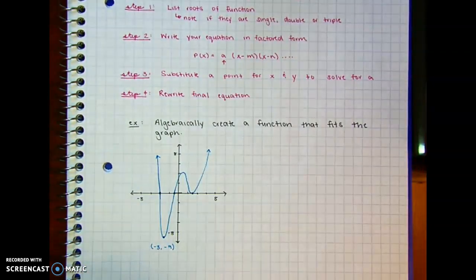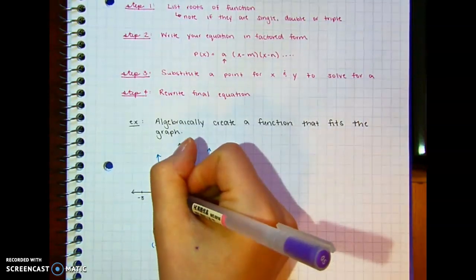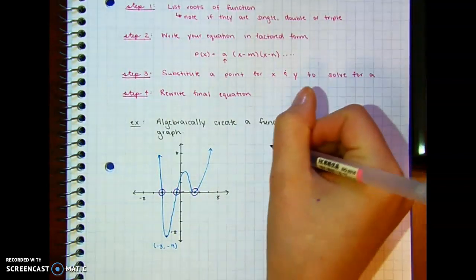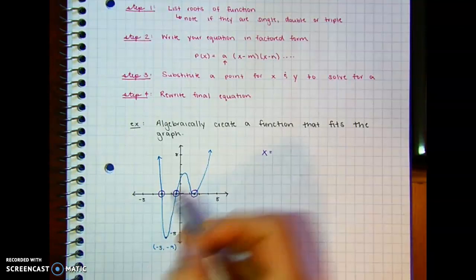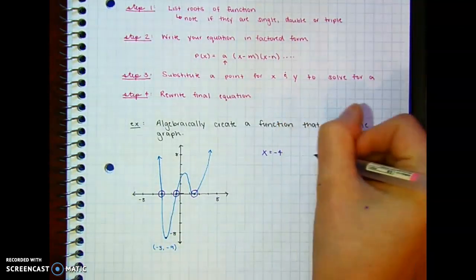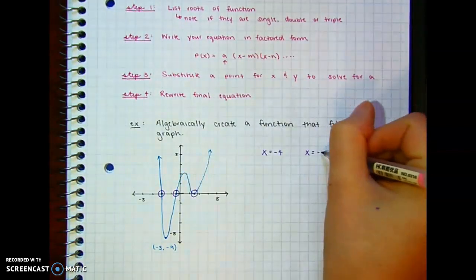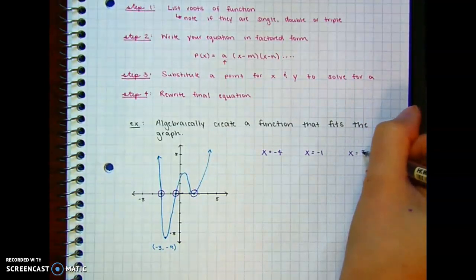Okay, so step 1, list the roots of the function. So those are the x values of the x-intercepts. So I'm going to go to my graph. And I'm going to look. And where are my roots? So we have 1, 2, 3 of them. So I have x equals, remember your scales, so x equals negative 4, x equals negative 1, and this is 2, so this is x equals 3.